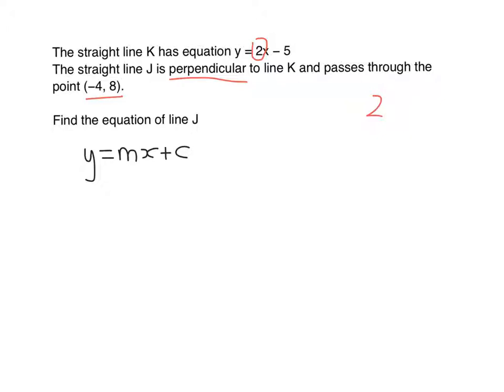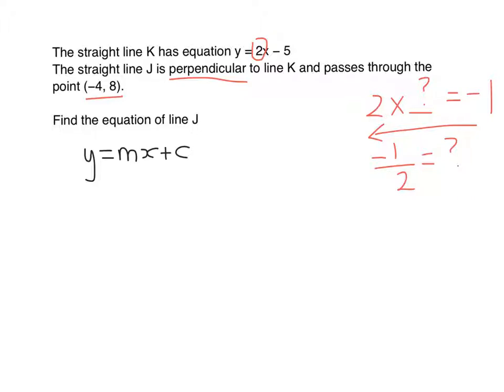by finding the number that we times by to give negative 1. So 2 times what is negative 1? So do it backwards. Negative 1 divided by 2 is negative a half. So my negative reciprocal is minus a half.